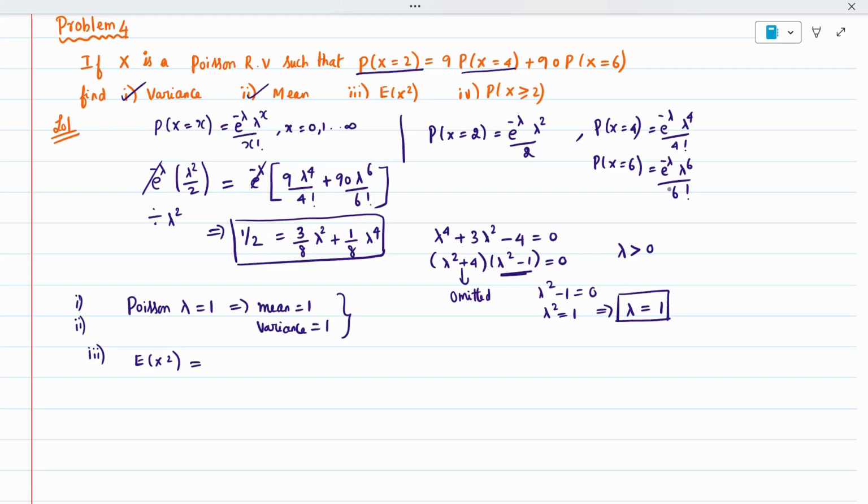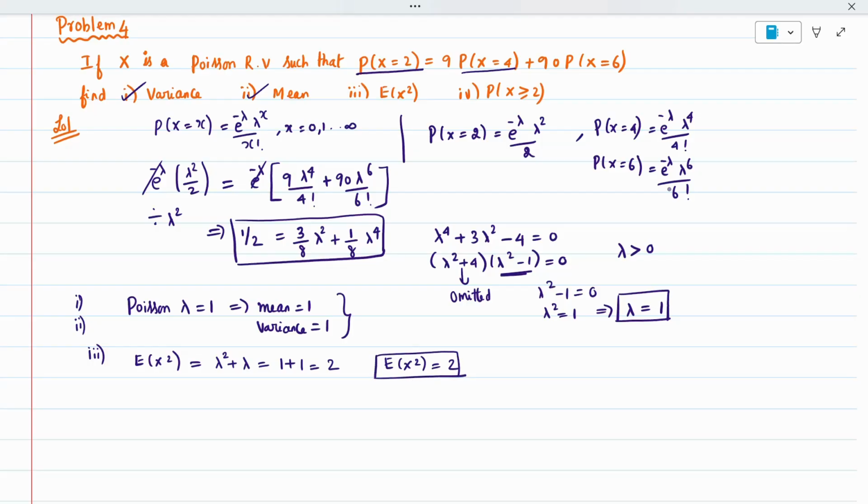We have already done the derivation, so remember it. If you don't remember the derivation, go and check my video on Poisson distribution derivation. In that, E of X squared we derived is nothing but lambda squared plus lambda. So lambda squared is 1 plus 1, so it is 2. E of X squared answer is 2. Third subdivision is also completed.